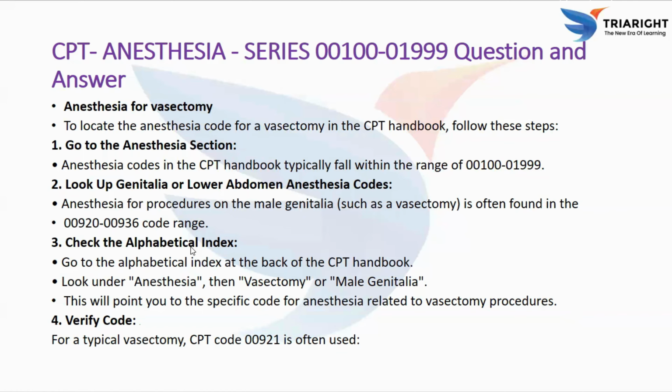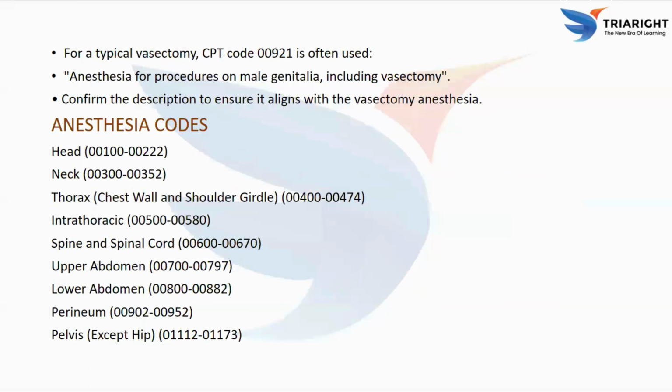Anesthesia code versus surgery code. The vasectomy surgery code is not equal to the anesthesia code. The anesthesia code describes the anesthesia service only. So for a typical vasectomy, the commonly used anesthesia code is CPT code 00921. The description for 00921 is anesthesia for procedures on male genitalia including vasectomy. So you have to always read and confirm the description to ensure it matches the procedure being done.